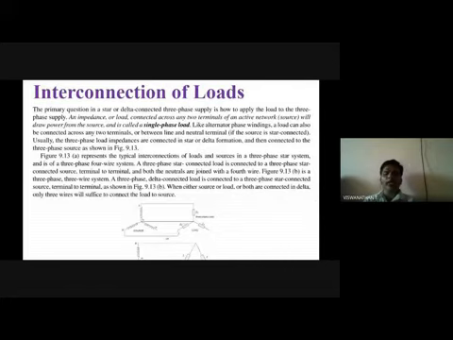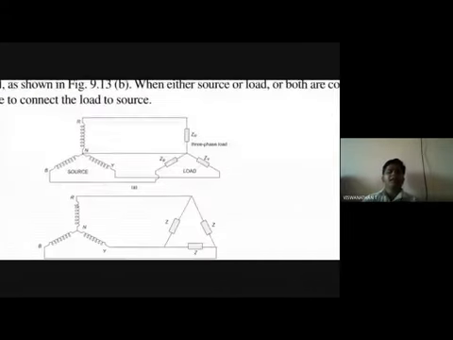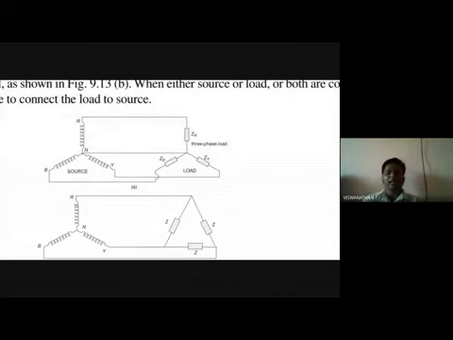Now the interconnection of load. Suppose we need to work with a star source, but the load is either star connected or delta connected. At those times we face some difficulties. For this, we discuss the connections using this figure. The first case is a star-connected source with a star-connected load. It is very simple. We directly connect R to R, Y to Y, B to B, and we connect the neutral.